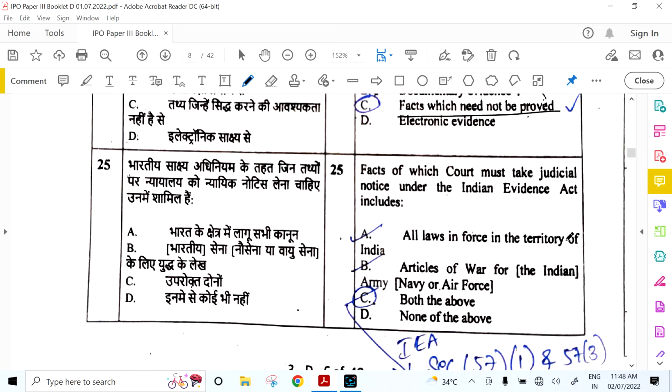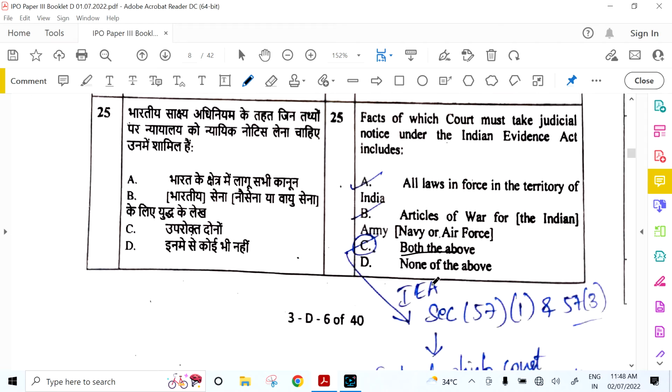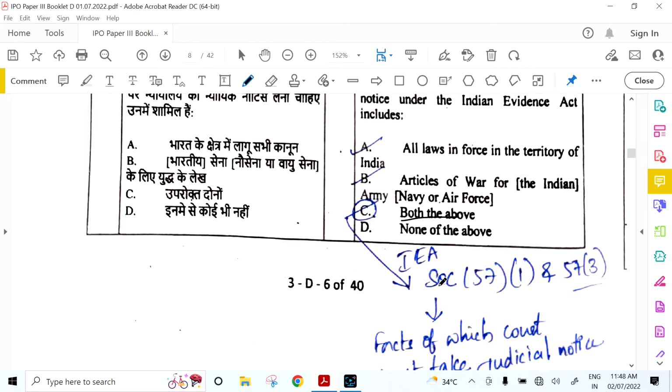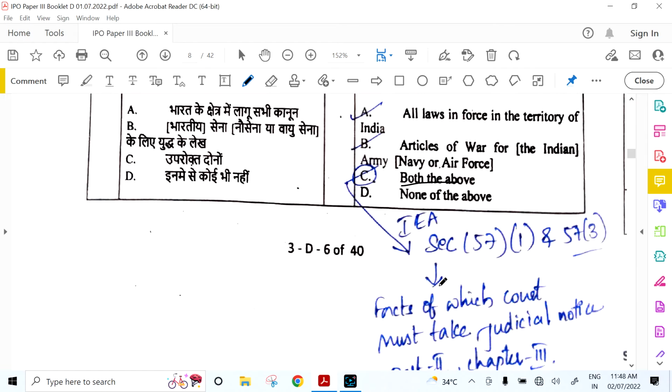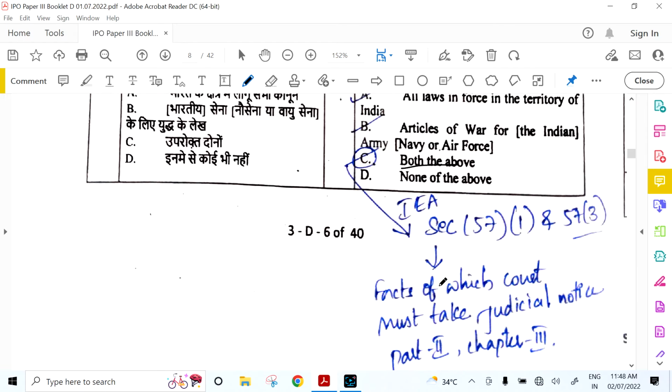Facts of which the court takes judicial notice under the Indian Evidence Act include, that is, the answer is both A and B: all laws in force in the territory of India, and articles of war for the Indian Army, Navy or Air Force, under Section 57.1 and 57.3. Facts of which the court must take judicial notice, Part 2 and Chapter 3.